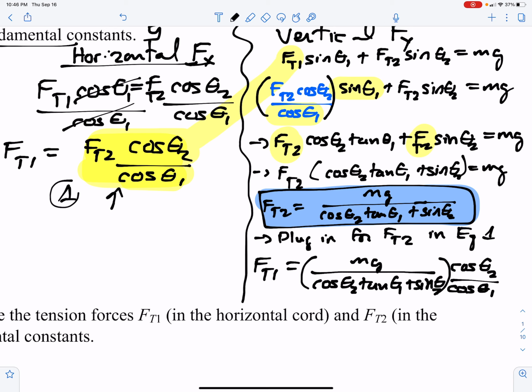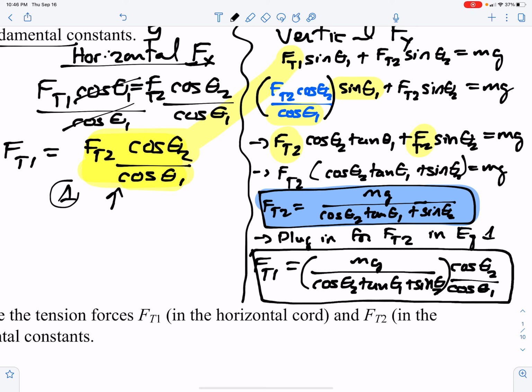And at this point, I wouldn't bother simplifying it. Yeah, you could multiply mg times the cosine theta 2 on the top, and then you could distribute the cosine of theta 1 to everything on the bottom, but I don't really see the point. You don't get extra points for extra simplification as long as it's written in the appropriate variables, which are m, theta 1, and theta 2, then we are good.